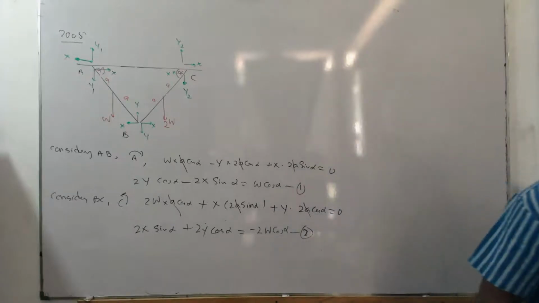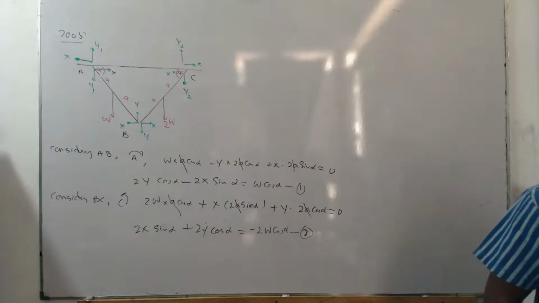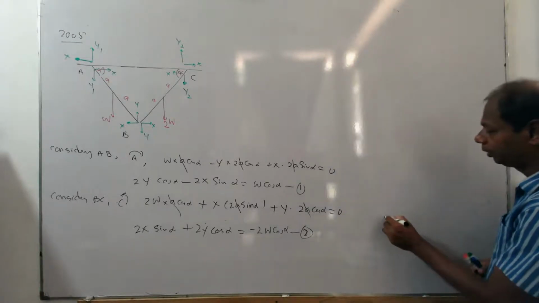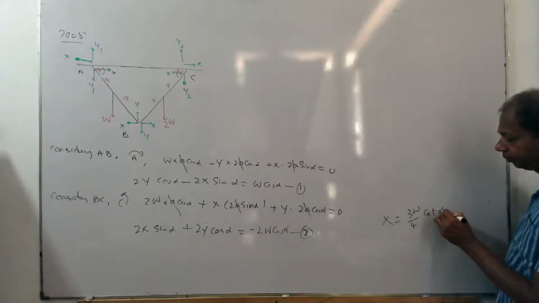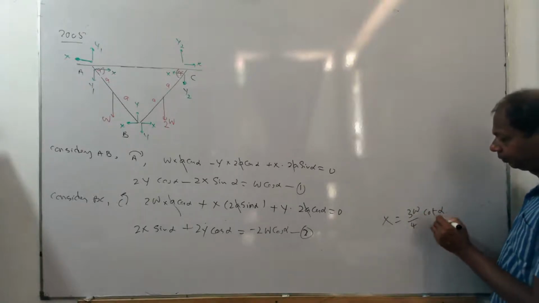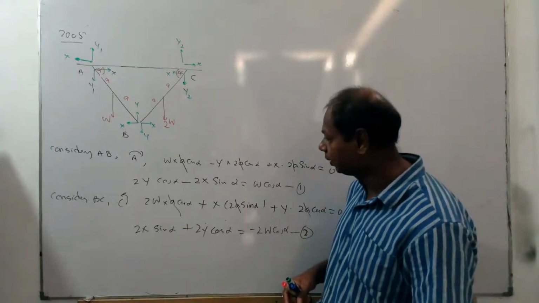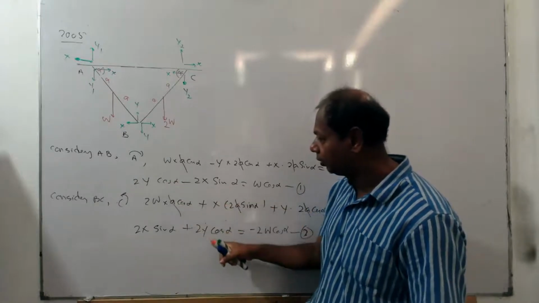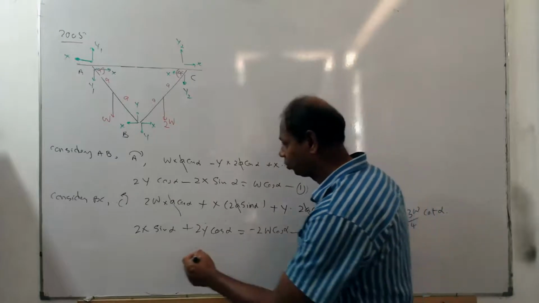Show that x equals 3W over 4 cot alpha. When you find x, it has to be equal to 3W over 4 cot alpha. We will find x, and to get rid of y, just subtract. Y will get cancelled. 2 minus 1.